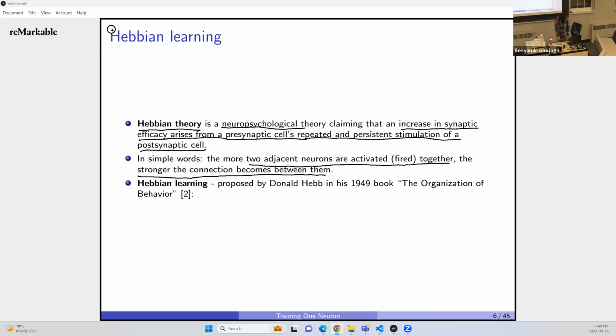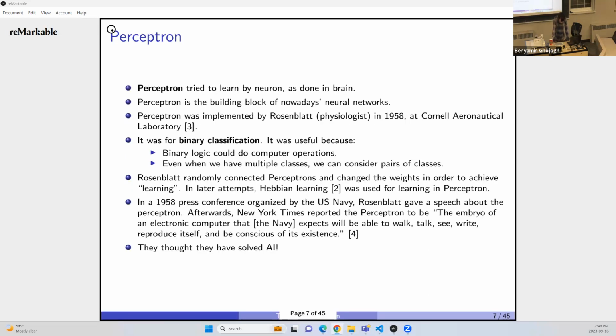Okay, so Hebbian learning was proposed by Donald Hebb in his 1949 book, The Organization of Behavior. This is a very important book. At that time, it was a book. Okay, Donald Hebb. So Perceptron tried to learn by neuron as done in the brain. He said, let's mimic what we have in our brain.